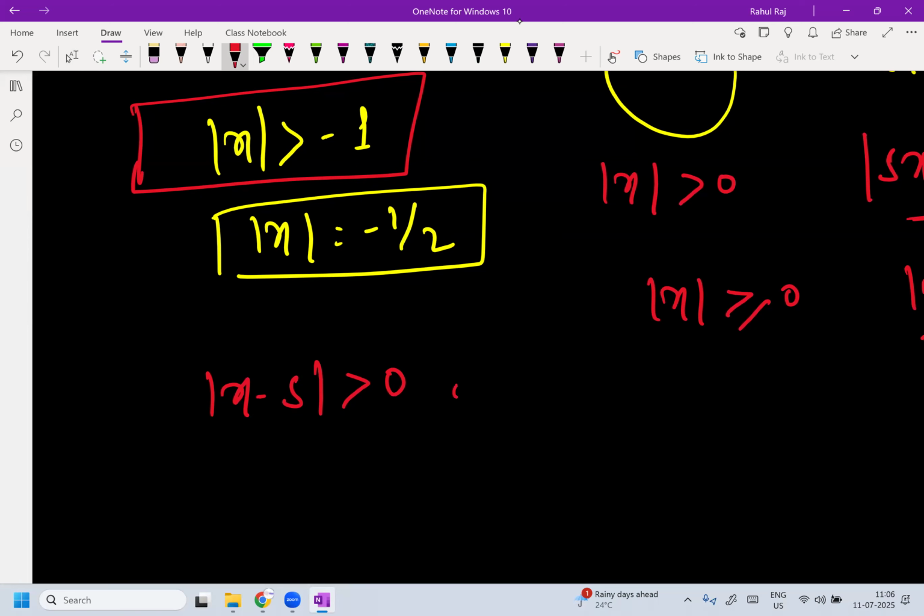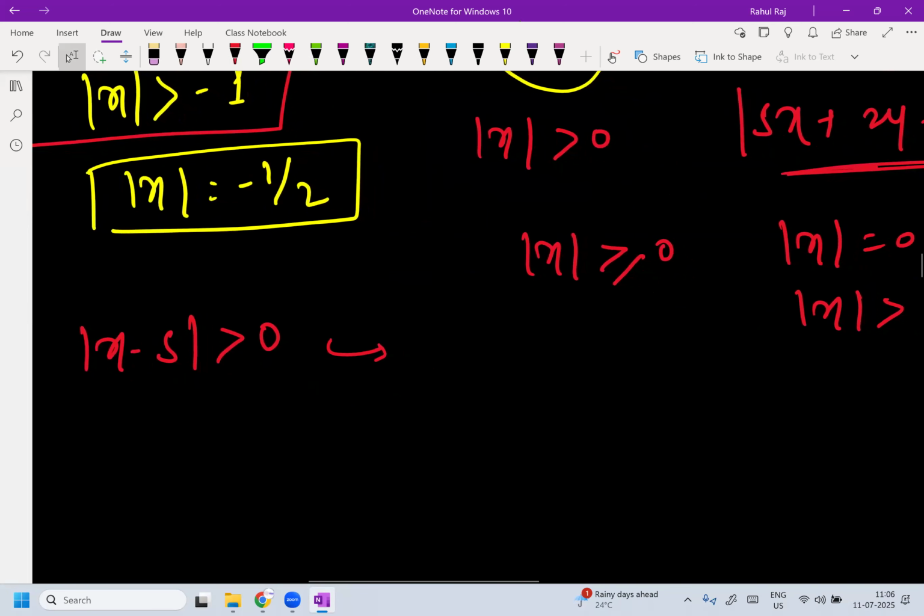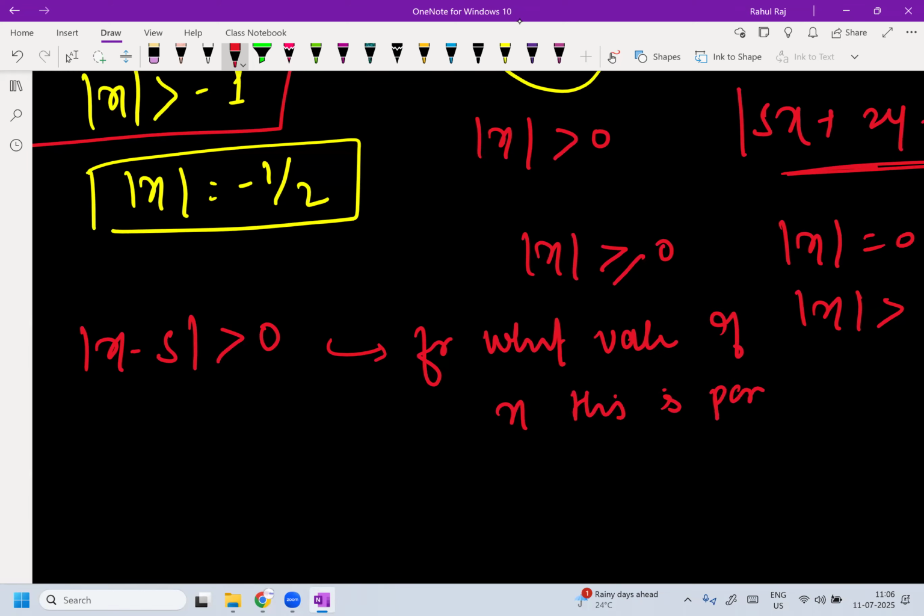In mod, Shweta, this is extremely important for you to understand. Any equation you see, your first thought process should be for what values of x this is possible. Simple, straightforward logic.